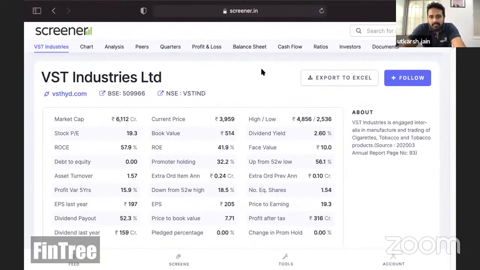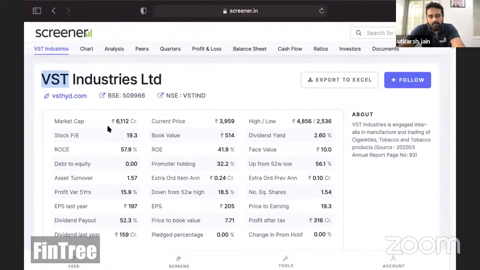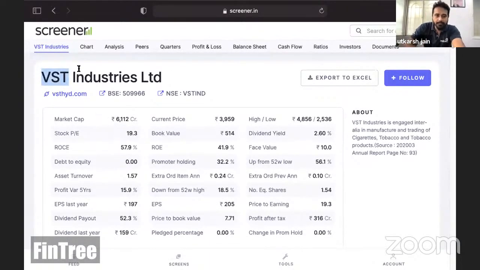Okay, so VST Industries is another tobacco company. They call it the Wazir Sultan Tobacco industry. They make low-cost cigarettes in India, the smaller size cigarettes, and we're going to calculate the enterprise value and EBITDA for VST and do a similar analysis here. Okay, so let's do that quickly.